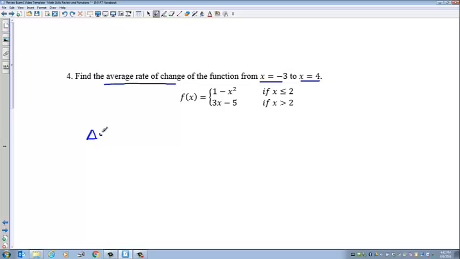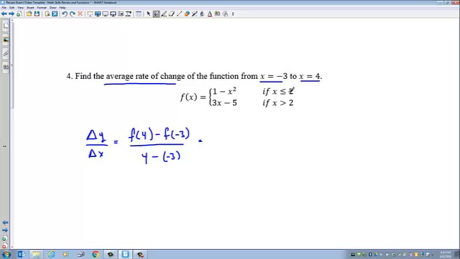Remember the idea of average rate of change is the change in the output over the change in the input, so the change in the y stuff over the change of the x stuff. We're going to go from -3 to 4, so basically the idea is always the final minus the initial, so f of 4 minus f of -3. That's a change in the output, divided by the change in the input, so the same order, 4 minus the -3. And then for f of 4, you have to decide which one you're going to plug it into. Are you going to plug it into the top or the bottom?